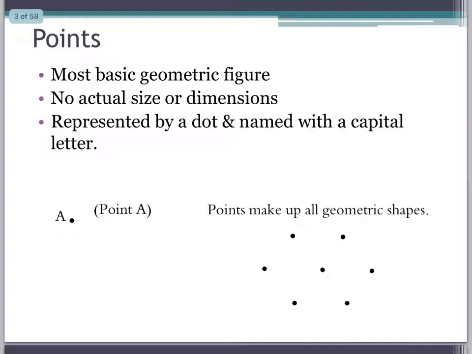First term, I know you've heard this one before, is point. A point is the most basic geometric figure, has no actual size or dimensions. Now, that's a tough idea, but it technically doesn't. It's represented by a dot and named with a capital letter. That's important. So like point A. Points make up all the shapes, whether they be squares, rhombuses, trapezoids, any number of things that we're going to talk about, and 3D figures.